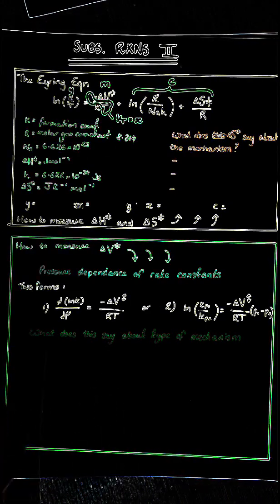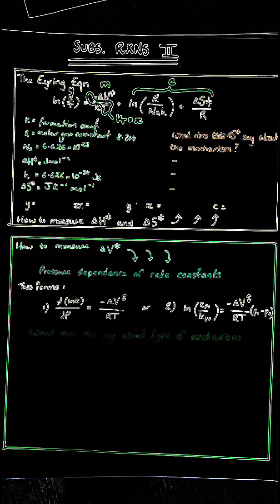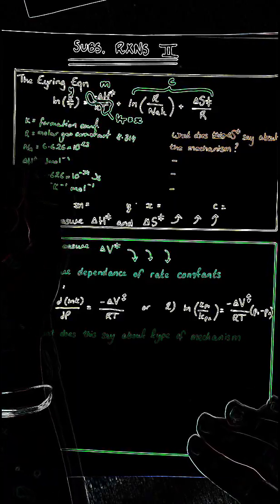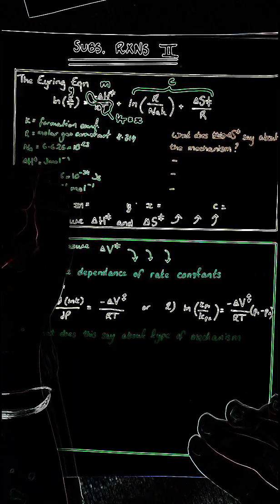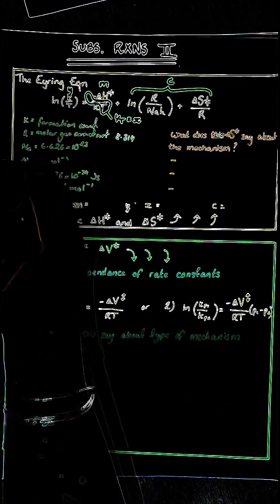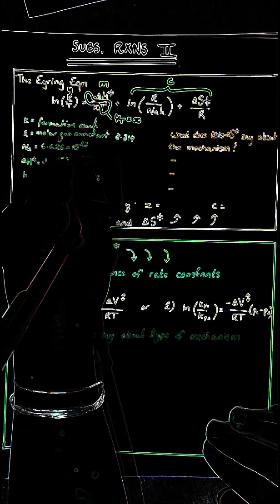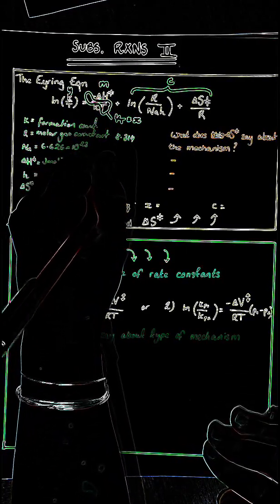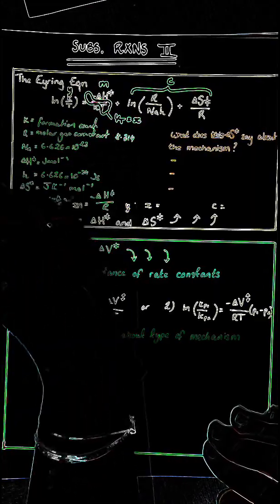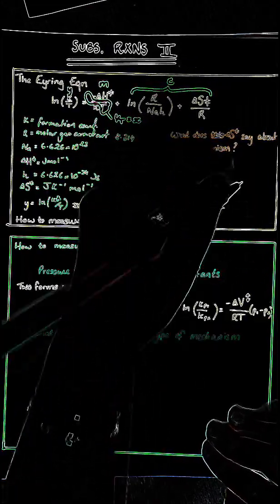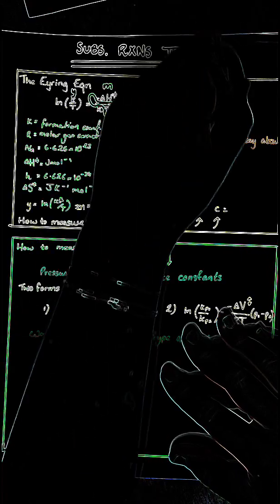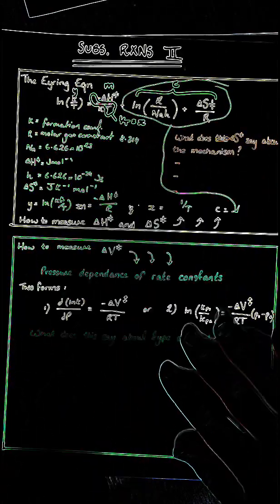So this equation is y equals mx plus c, where y is the natural log of k over T, m is minus the enthalpy of activation over R, x is 1 over T, and the intercept goes here.